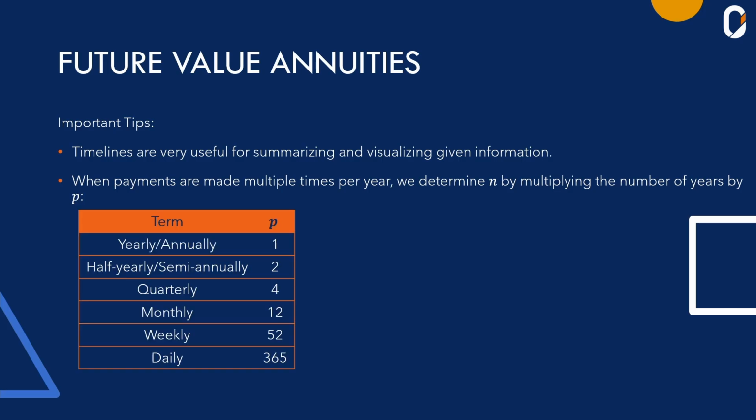Yearly, that is annually, we just multiply the N by 1. Half yearly, semi-annually, we multiply N by 2. Quarterly, we multiply N by 4. Monthly, we multiply N by 12. And weekly, we multiply N by 52. And finally, daily, we multiply N by 365.